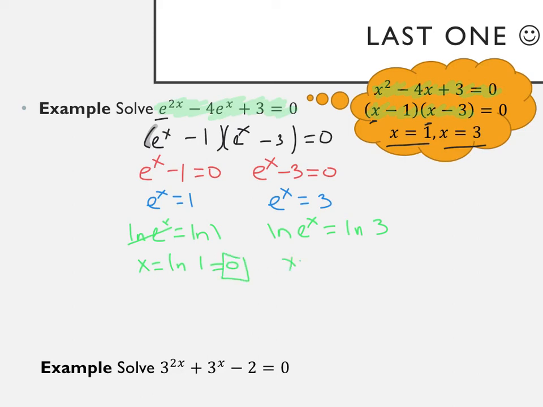And we'll have x equals natural log 3, which you can leave that way or you can give me the decimal approximation. If I type natural log 3 in a calculator, it does give me 1.099. And that's all we do.